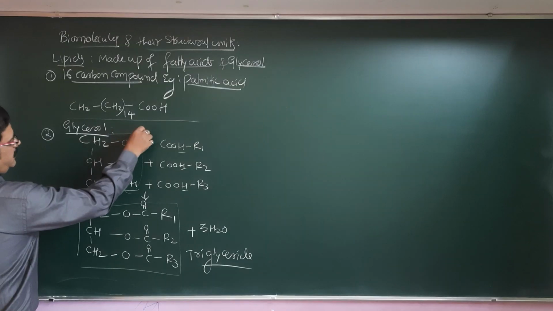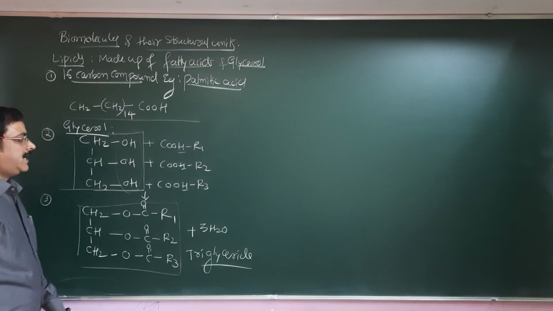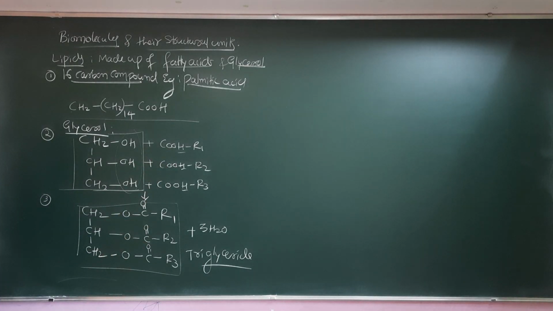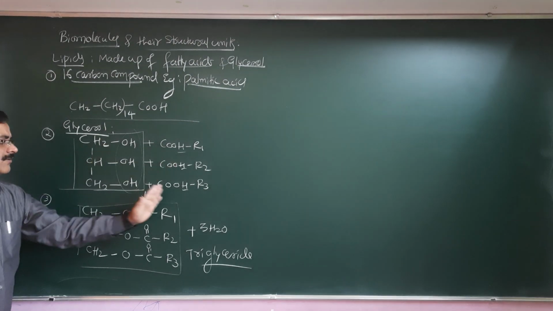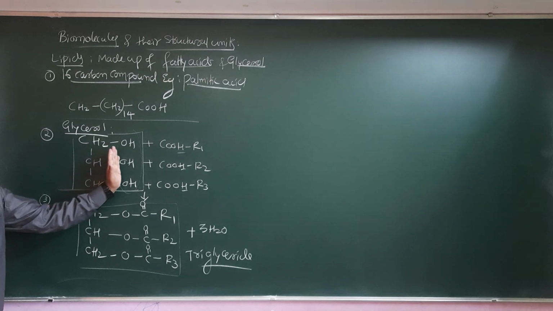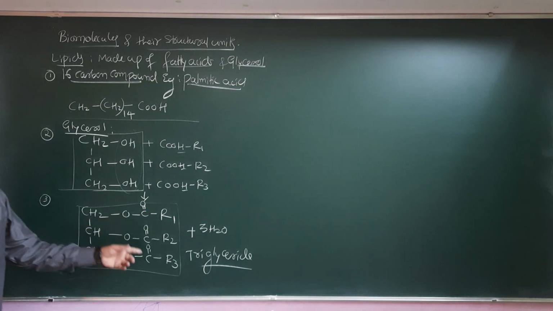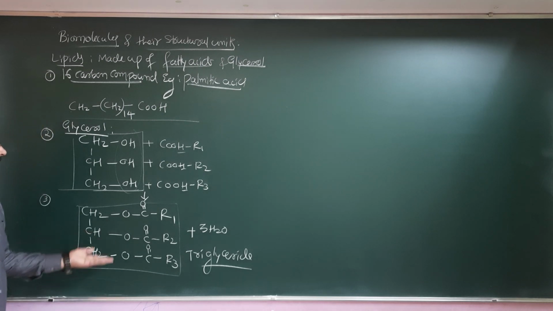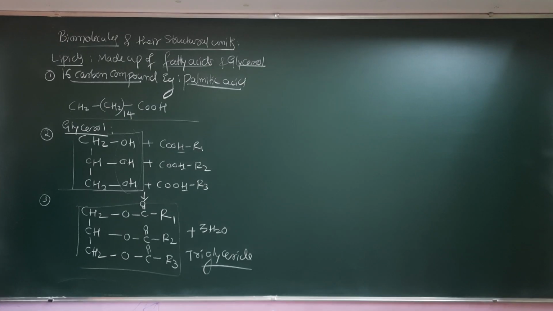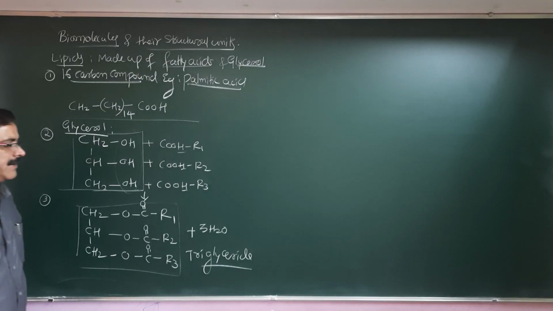When there is the addition of carboxyl group COOH and the variable group R1, R2, R3. So this is a glycerol, but addition of COOH and R1, R2, R3 leads to the removal of OH and one H. So ultimately there is release of 3 water molecules and then formation of triglycerides. So this is the triglyceride.